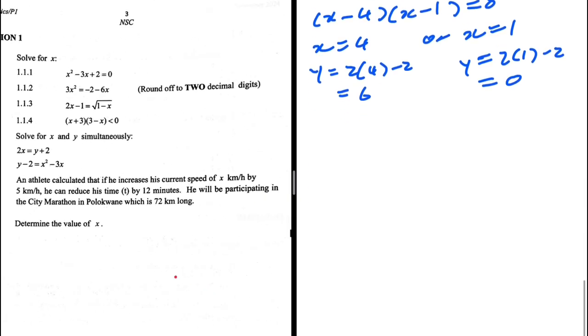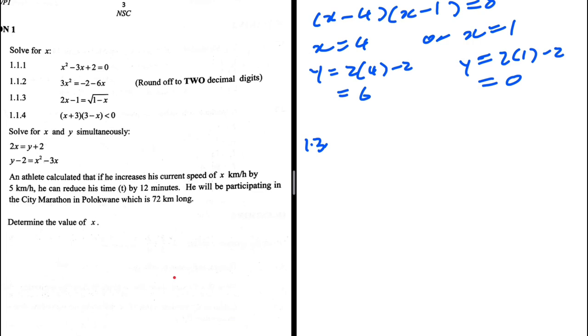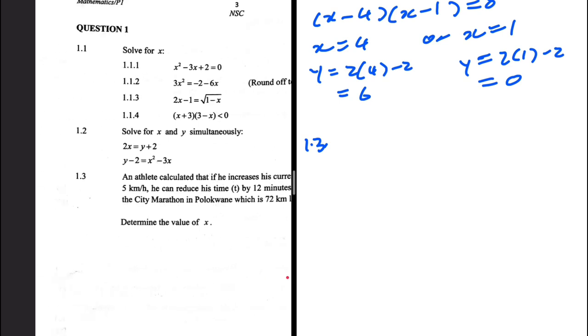Okay, 1.3, what is happening? Let's take a look. An athlete calculated that if he increases his current speed of x kilometers by 5 kilometers per hour, he can reduce his time by 12 minutes. He will be participating in the city marathon, which is 72 kilometers long. Determine the value of x. Okay, so we have some words here. And somehow, we need to put this into equations and solve the problem.